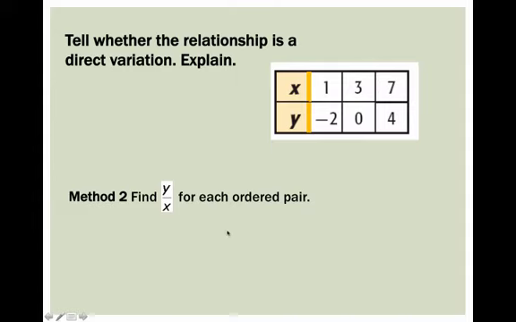Okay, so I've got another example. I want to know if this relationship is direct variation. I'm going to try using both methods. So first of all, I'm going to write an equation to get from x to y. Looks like I need to subtract 3 from my x. So my y equals x minus 3. So I've got this minus 3 here, therefore I do not have a direct variation.